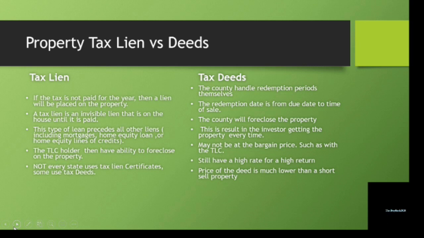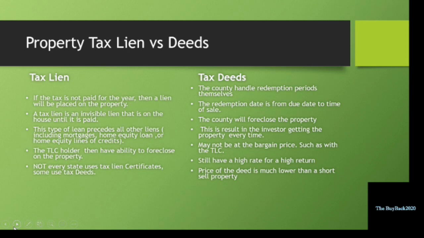Not every state uses tax lien certificates. Some use tax deeds. Tax deeds. The county handles redemption periods themselves when you're dealing with tax deeds. The redemption date is from the due date to the time of sale. The county will foreclose on the property for the deed holder in most states. This is something that has to be checked state by state. Most states do the foreclosure process when it comes to deeds. The county will foreclose the property.